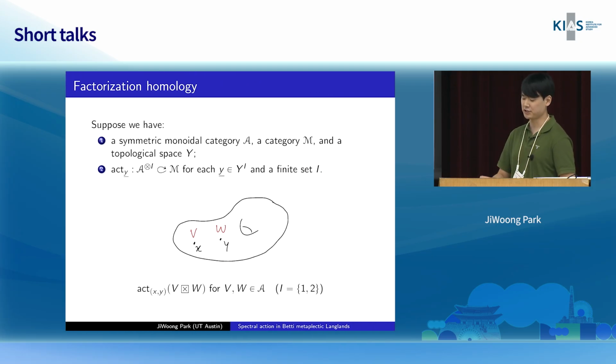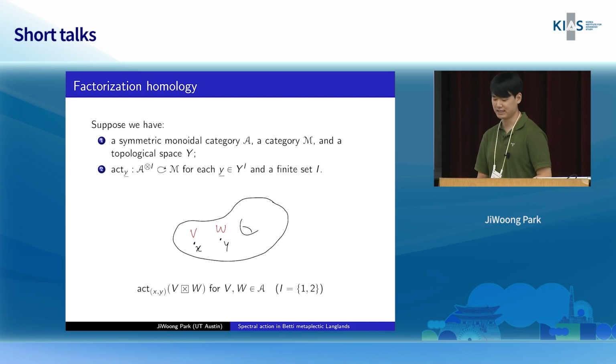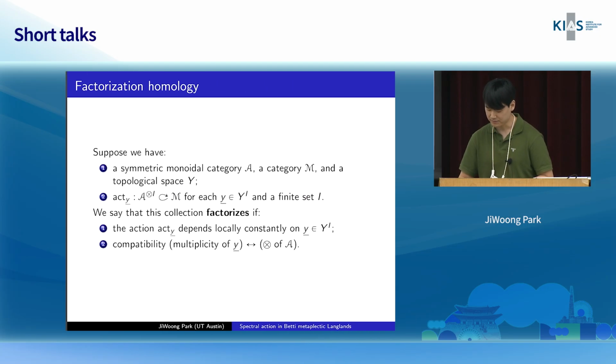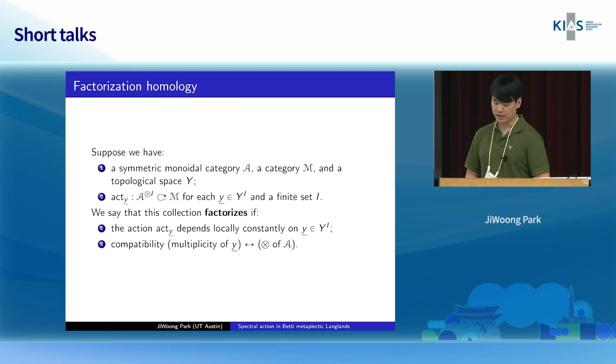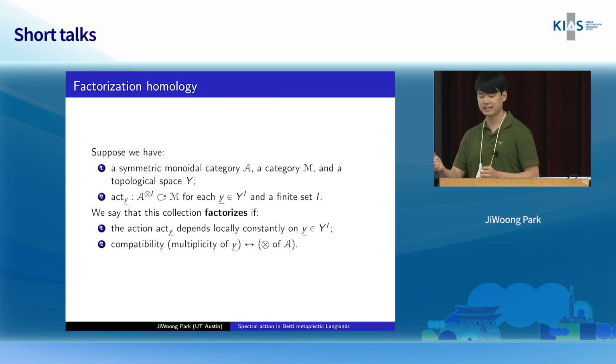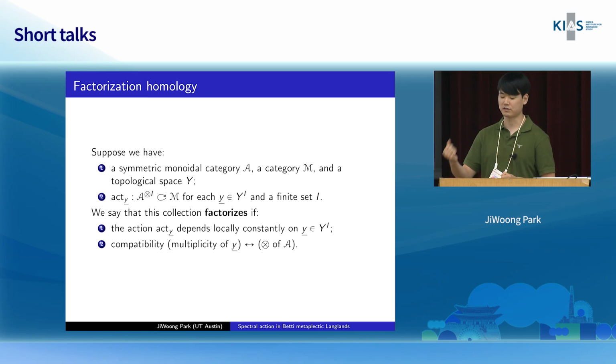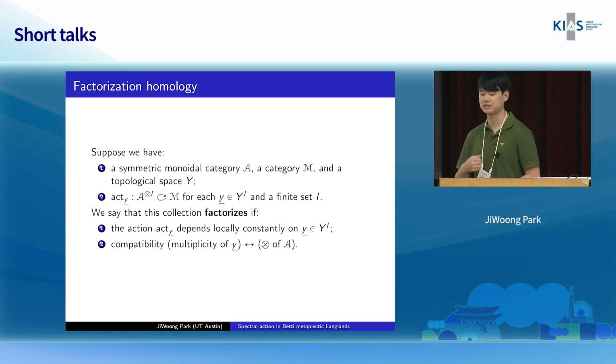For example, if we choose the tuple x comma y in the curve, then this is a visualization of the action of V box tensor product W in the category A tensor 2. We say that this collection factorizes if it has the following two structures. The first thing is that the action act Y depends locally constantly on the choice of the tuple. And the second one is a certain compatibility between the multiplicity of the tuple and the symmetric monoidal structure of A.